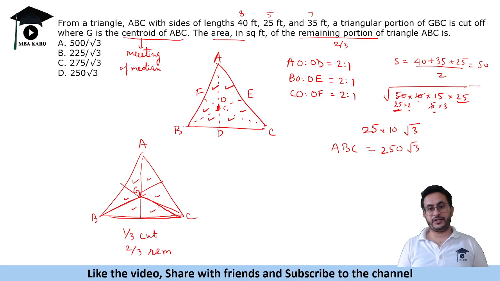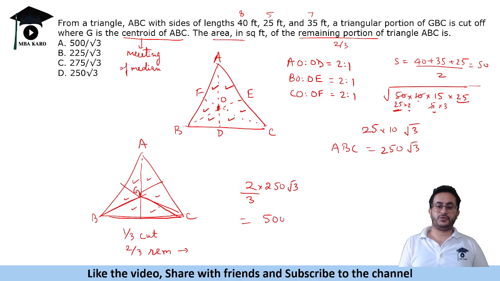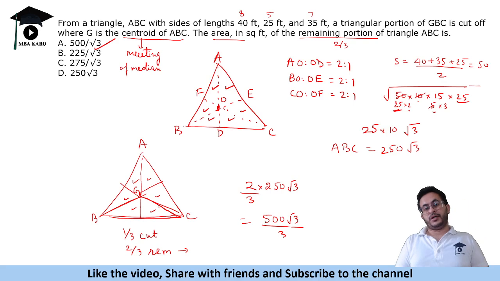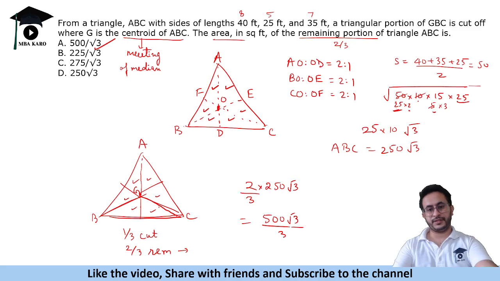But we do not have to find the area of ABC, we have to find the area of the remaining portion, which is 2/3. So the required answer is 2/3 of 250 root 3, that is 500 root 3 by 3. So 500 root 3 by 3 will be the answer to this question. So Heron's formula and the concept of median: if you take the centroid, the area is divided into 6 equal triangles. If you remove 2 of those triangles, we are left with 2/3 of the area.